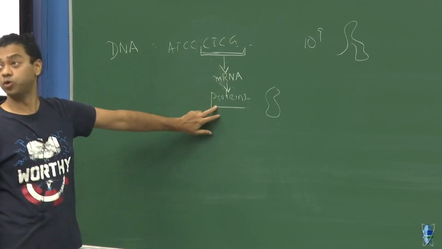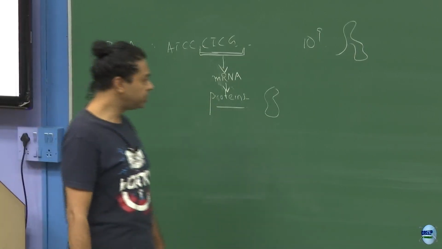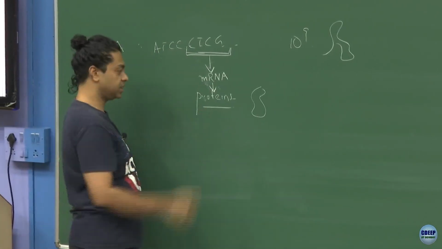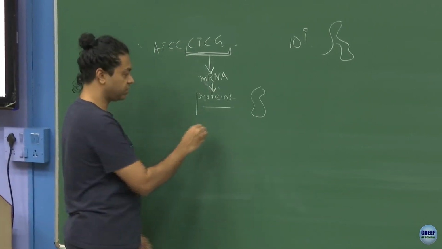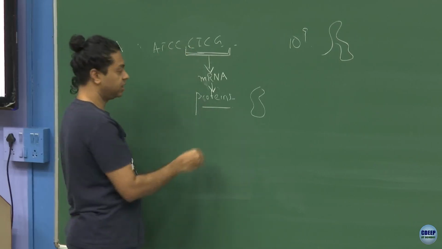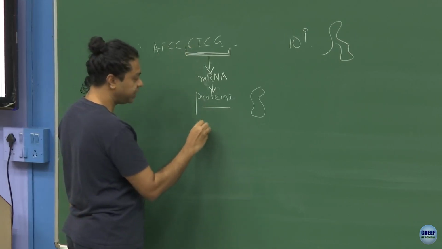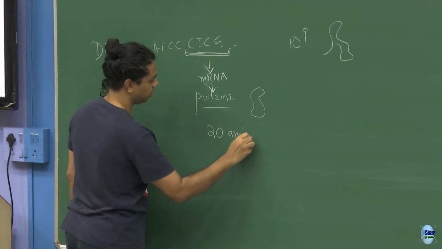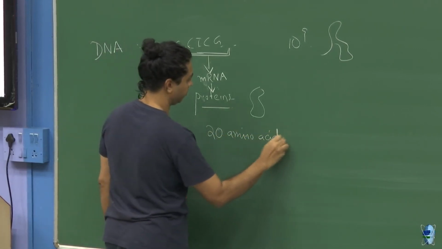The output is the protein, and what is a protein? A protein is something similar, except that the alphabet for proteins consists of 20 letters instead of 4 over here. The alphabet for proteins consists of 20 letters which are called amino acids. So, there are 20 amino acids.